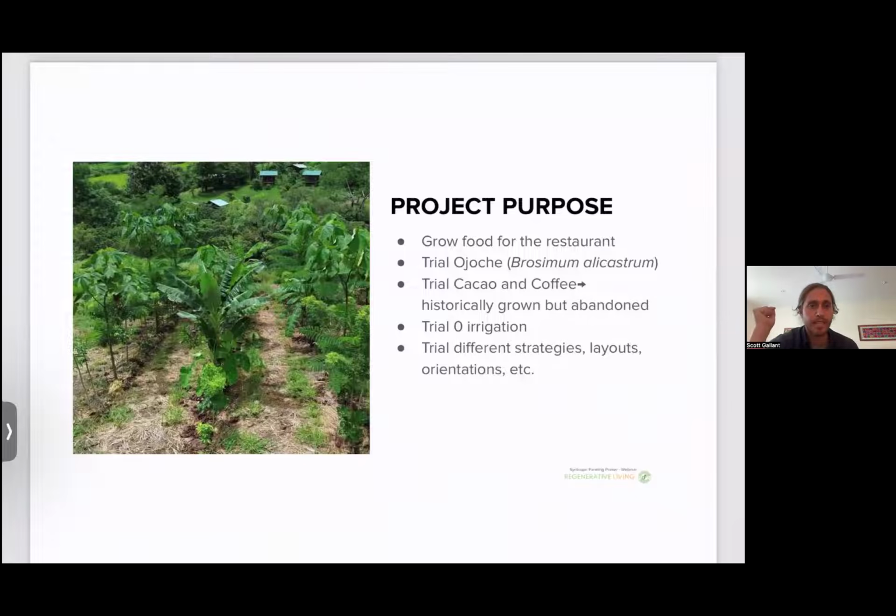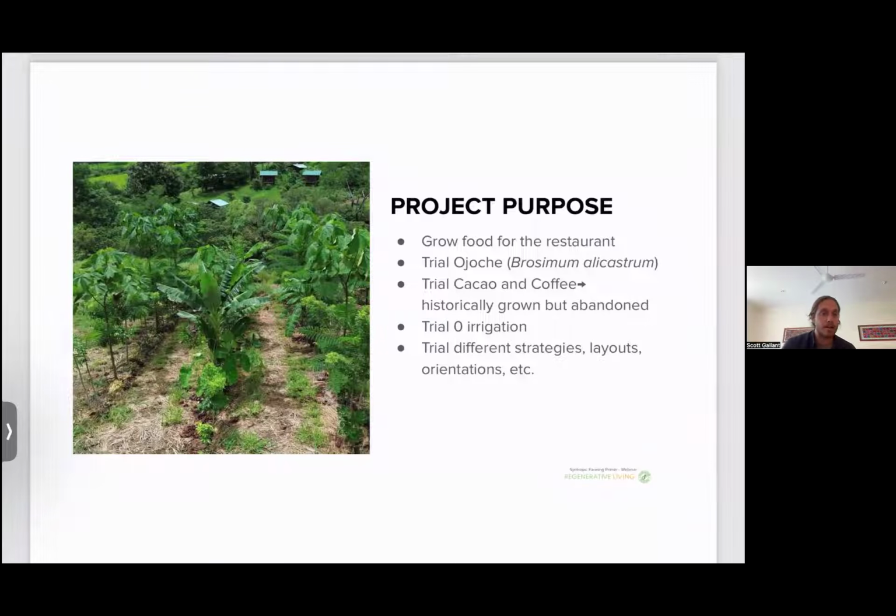Okay. The second aspect of our design is we have to understand what we're trying to accomplish here. And this seems really basic. People really struggle with this though. And so for this project, we're trying to grow food for the restaurant that's on site. And then you'll see we're trialing all these different things. So there's really a context of experimentation here.